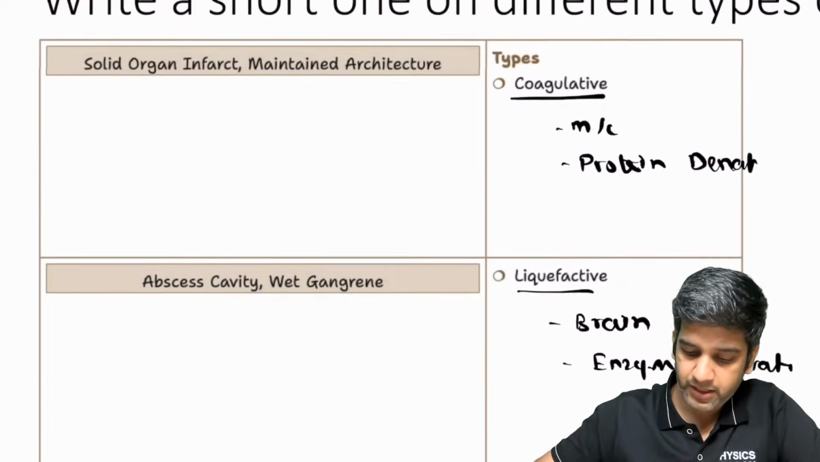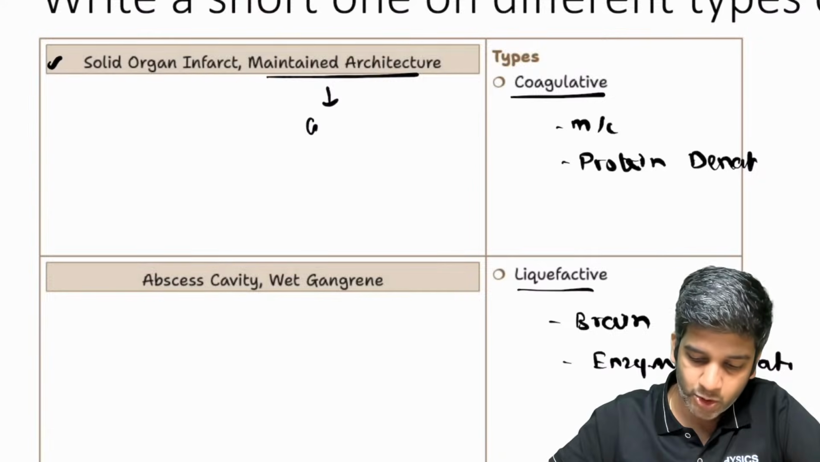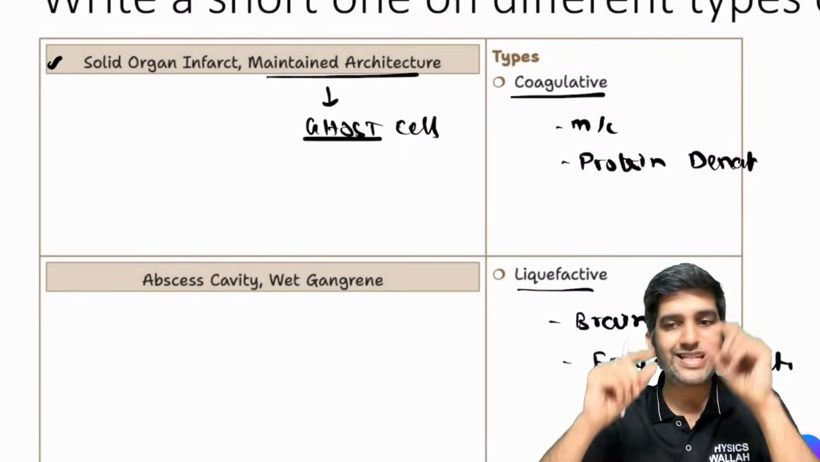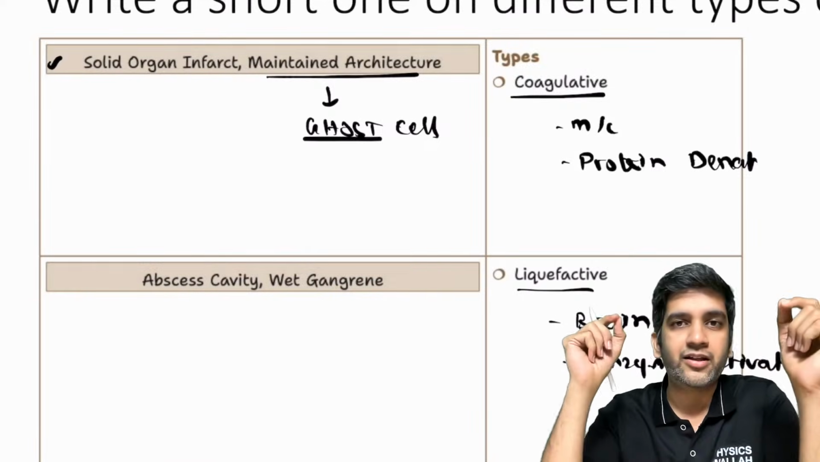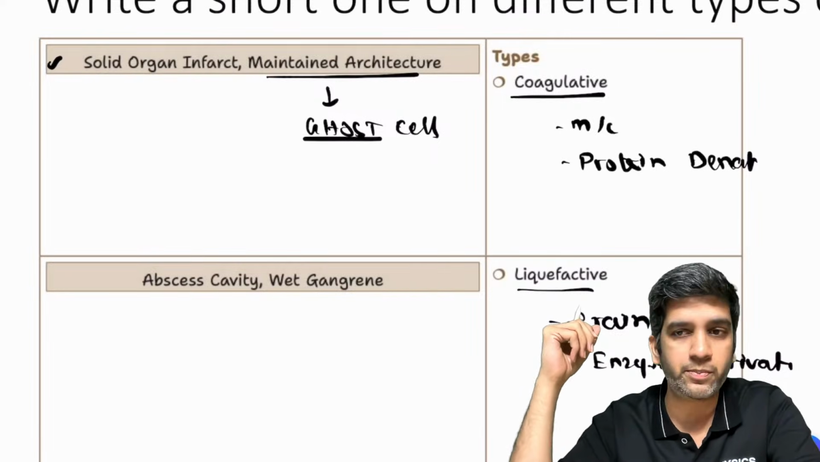Fine, right? In solid organ infarct, you have the maintained architecture and the ghost cells are seen. That's important from a microscopic point of view. I can see the architecture. Still, I can say it's a kidney, it's a heart, it's a liver. I will be able to say because the architecture will be maintained, but the cells will not be alive, right?